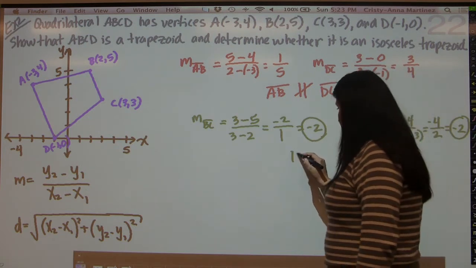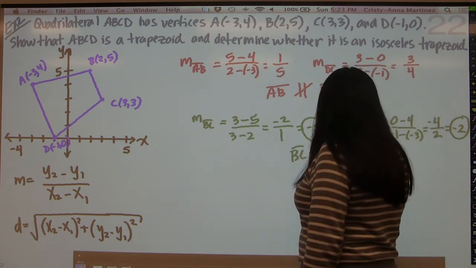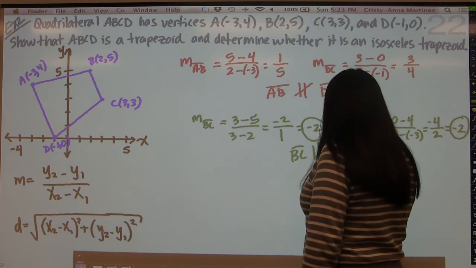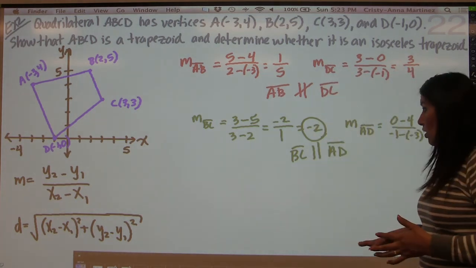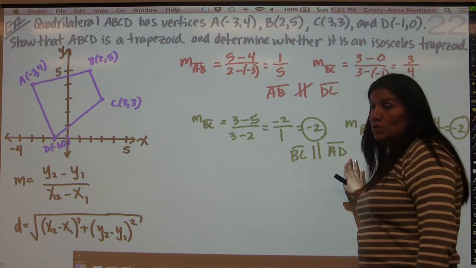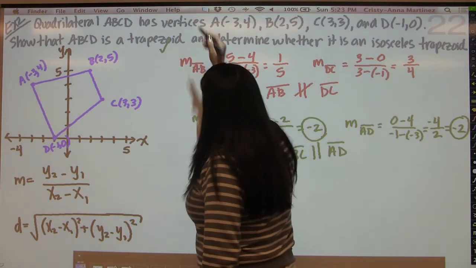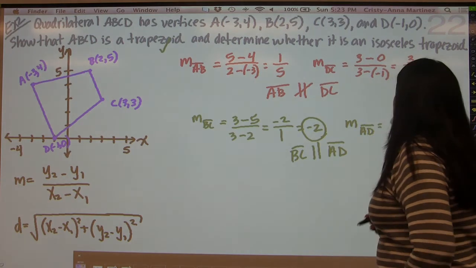So we know that BC is parallel to AD. And you've confirmed that there's only one pair of parallel sides. Therefore, this is in fact a trapezoid. So we've proven the first part of it. And now we want to know if it's an isosceles trapezoid.